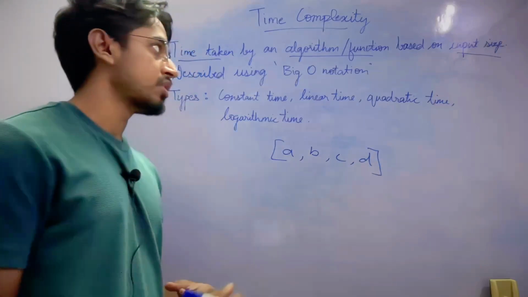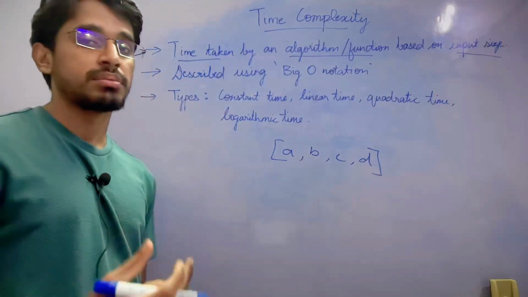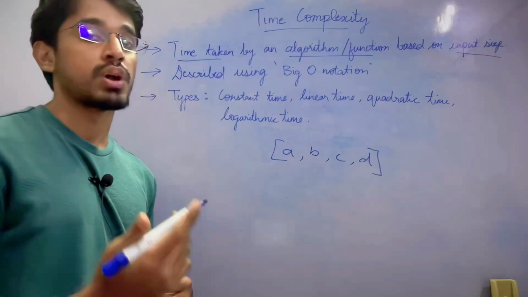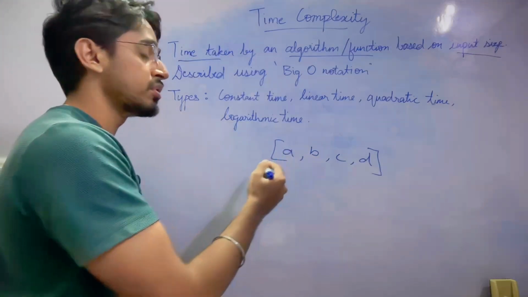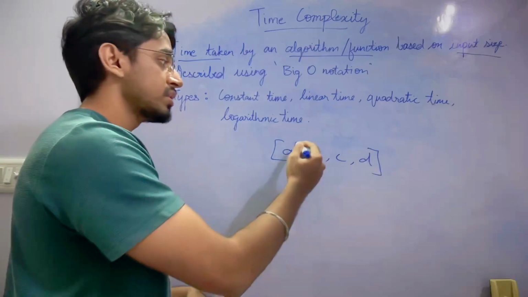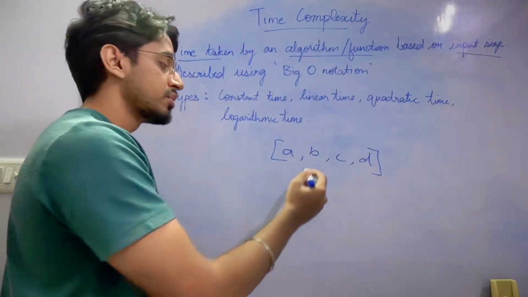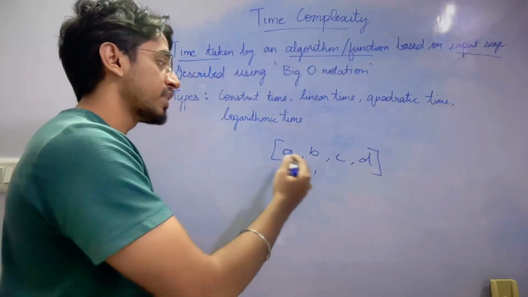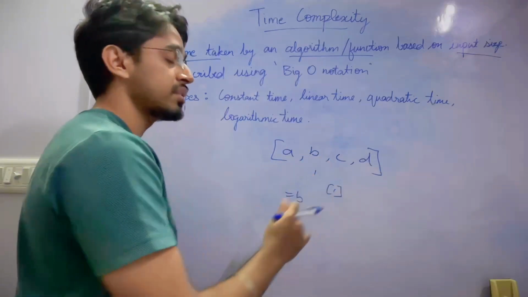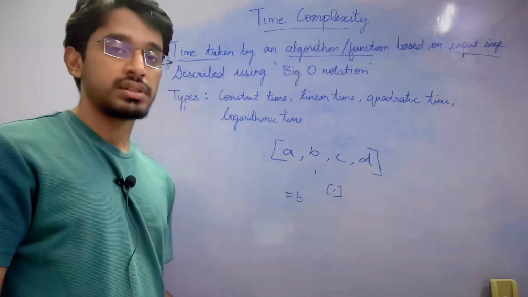So what is constant time? For example, if I want to access the element at index 1. What is index 1? Indexes are 0-based in an array, so we count from 0, 1. What is the value over here? That is B, right? So we return B itself. If I just say this array and pass in index 1, we get B as the element, right? So what is the time taken by this?